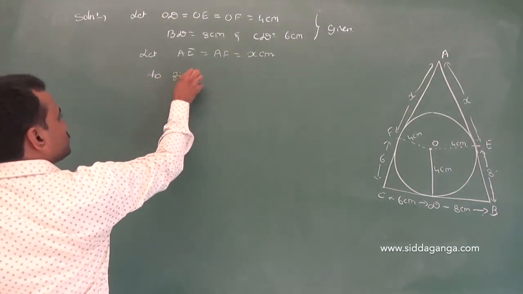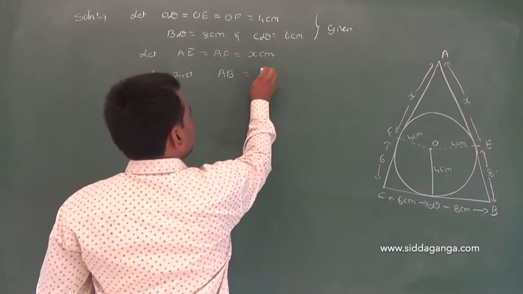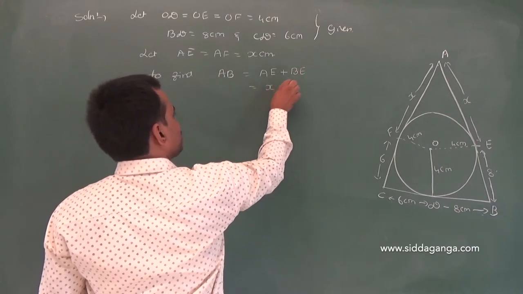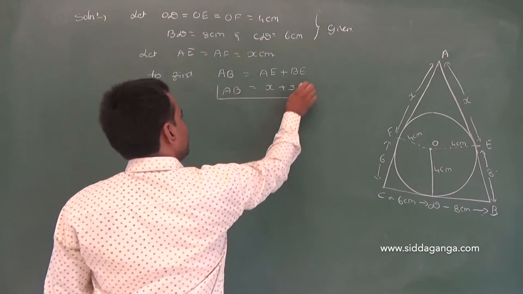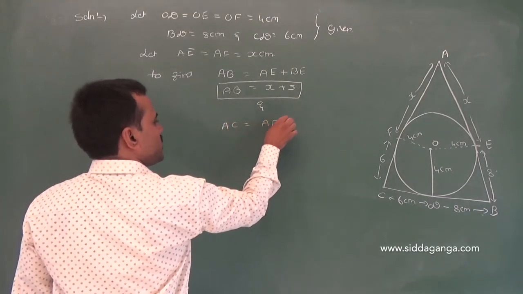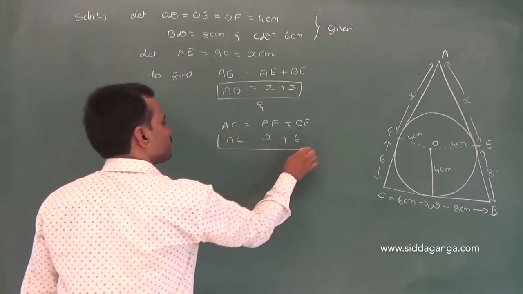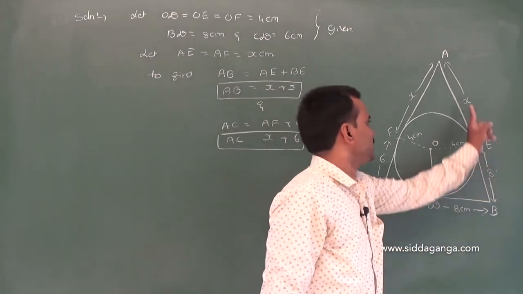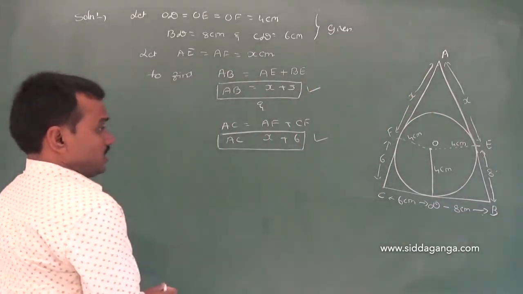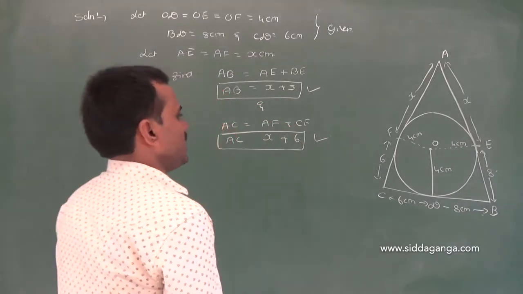To find, what are those? AB. AB is what from the figure? AB is AE plus BE. AE is x, x plus 8. AB is equal to x plus 8. And AC. AC is what? AF plus CF. AF is x plus 6. So, we write all these things according to theorem 2. By theorem 2, we write all these things. We have to find these. So, that means, firstly, we find the value of x. Correct? We find the value of x.